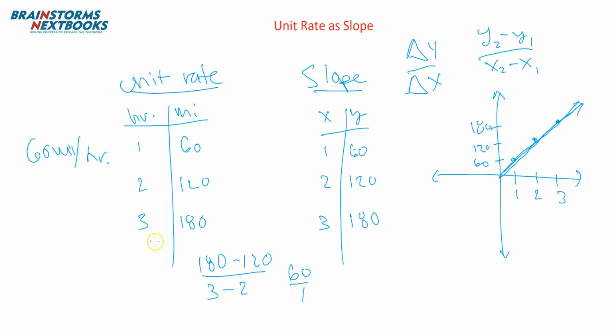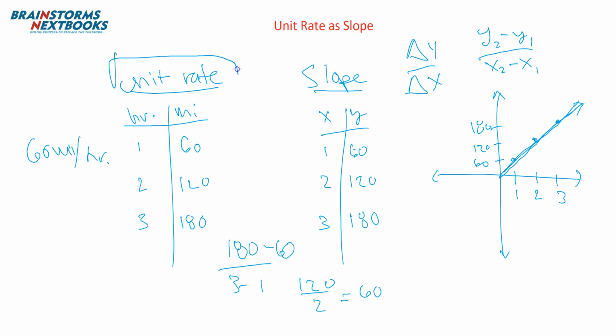What if I did this guy minus the top guy, right? What if I did 180 minus 60? I went all the way from him to him over 3 minus 1. That would be 120 over 2, which is again 60, my unit rate. Is that crazy? So what I'm doing when I'm finding the unit rate is the exact same thing as finding the slope, which will show up on a line.